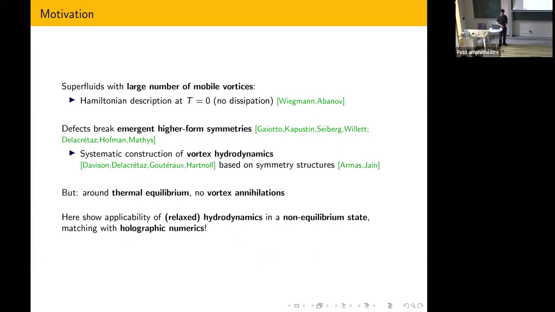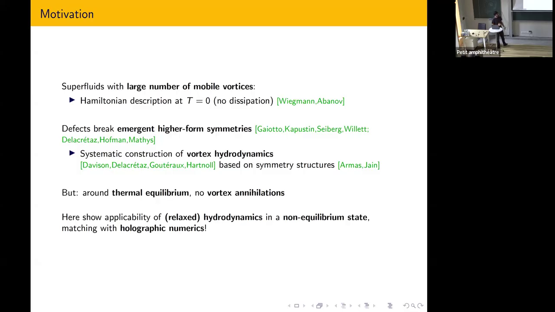So the system that we are going to study is basically a superfluid with a large number of mobile vortices. This can be motivated by the fact that we know, for example, that in superconductors, if we have a magnetic field, this creates vortices. They can be arranged in a lattice, but in other cases, they can be free and move around. So we are just going to consider a simple version of that, which is just a superfluid. So we will have a global U(1) symmetry. And in general, we can consider this as a vortex fluid.